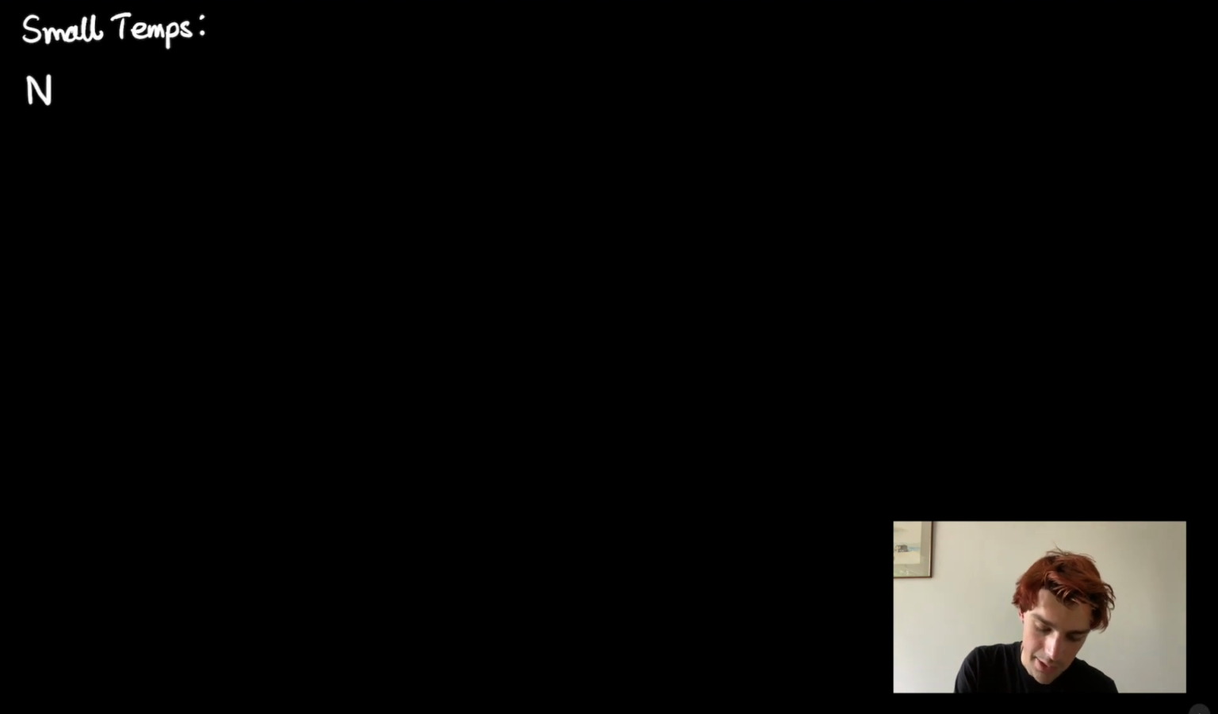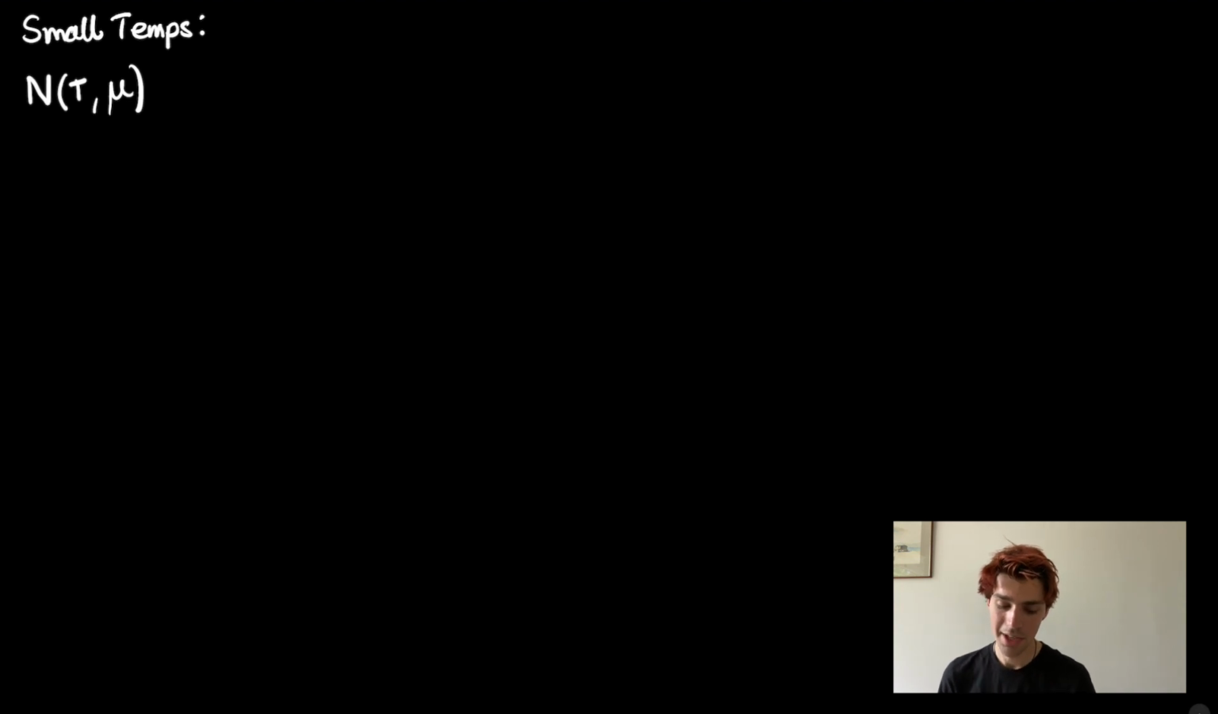So what we're going to do now is calculate the number of particles as a function of temperature and chemical potential right here. Now, this might seem a little bit pointless at first, but if you do this, then you can derive some quite useful phenomena such as heat capacity and energy. Calculations like this are very useful in semiconductor physics, so this is not a pointless calculation.